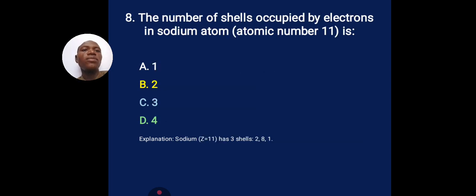Let's go. Question 8 says the number of shells occupied by electrons in sodium atom is the number of shells. Remember electronic configuration? Sodium has 11 as atomic number. So how many shells will the electrons occupy if we draw the electronic configuration? Going by the old electronic configuration, the first shell will carry 2, second shell will carry 8, that's 10, then the third shell will carry 1, that is 11. So occupying 3 shells, making C the correct answer.